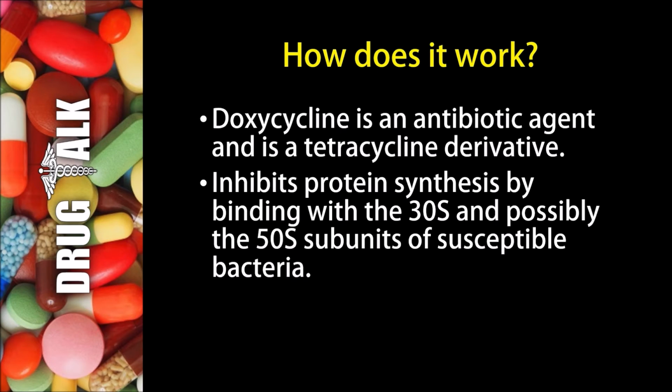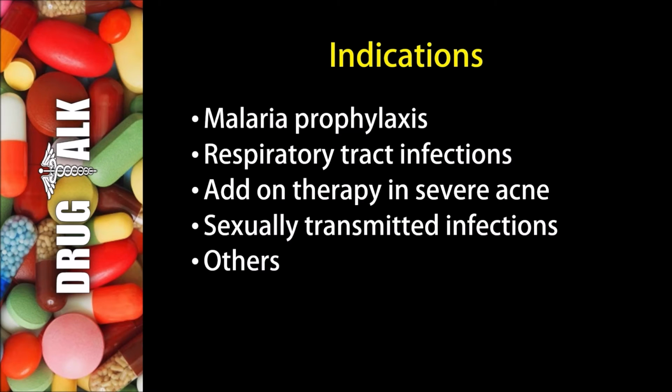So how does doxycycline work? Well, first of all, doxycycline is an antibiotic agent and a tetracycline derivative. It inhibits protein synthesis by binding with the 30S and possibly 50S subunits of susceptible bacteria. In terms of indications or reasons we would prescribe this medication to a patient, we often see it used in malaria prophylaxis. We may see it used to treat a respiratory tract infection, or as an add-on therapy in severe acne. We may see it used to treat sexually transmitted infections, and there are also some other indications.